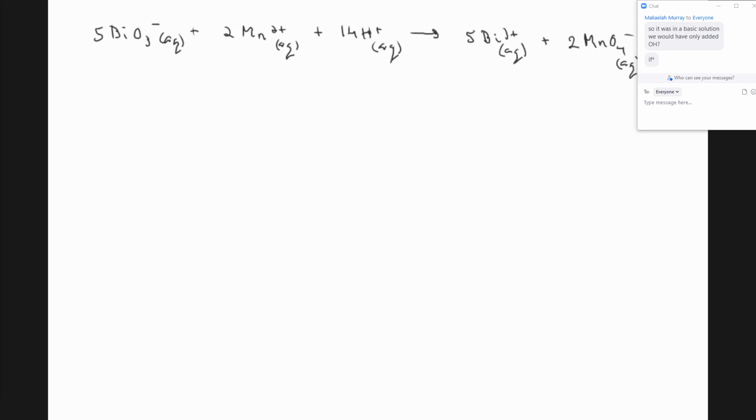So if it was in a basic situation, we can only add negative charges by adding OH, yes. So then in that case, we'd add negative charges to the right side to make it -1. Does that make sense, Michaela?